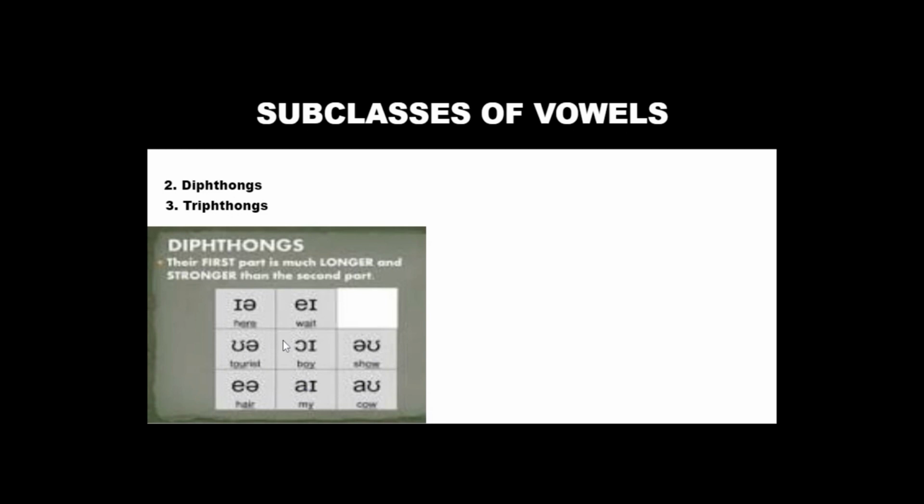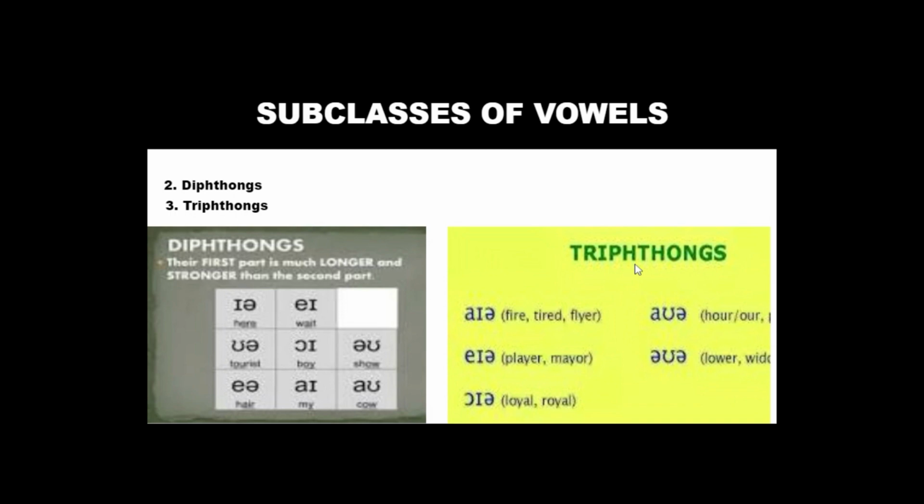Altogether, we have 8 diphthongs, and each diphthong is a combination of 2 vowel qualities. Now, this brings us to triphthongs. A triphthong is a combination of 3 vowel qualities. We have 5 of them. The first one is a combination of the diphthong I and the schwa sound. Now you will notice that each triphthong is a combination of a diphthong and a schwa sound.